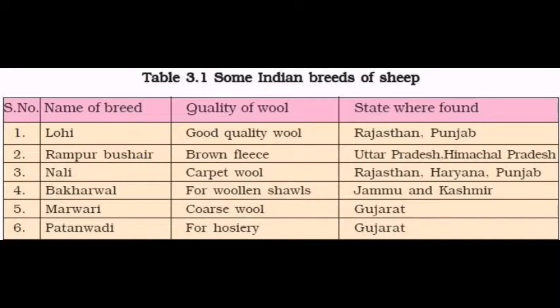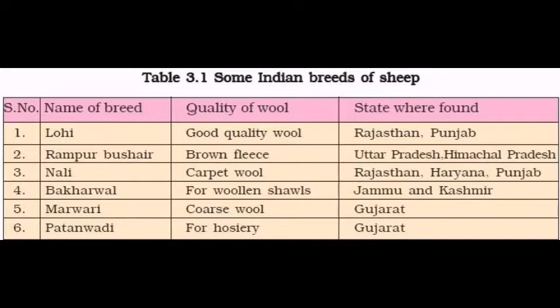The next one is Rampur Bushehr, which provides brown fleece. It is found in Uttar Pradesh and Himachal Pradesh. And another one is Nali, which provides carpet wool and is found in Rajasthan, Haryana and Punjab. And the next one is Bakarwal, which provides wool for shawls and is found in Jammu and Kashmir.